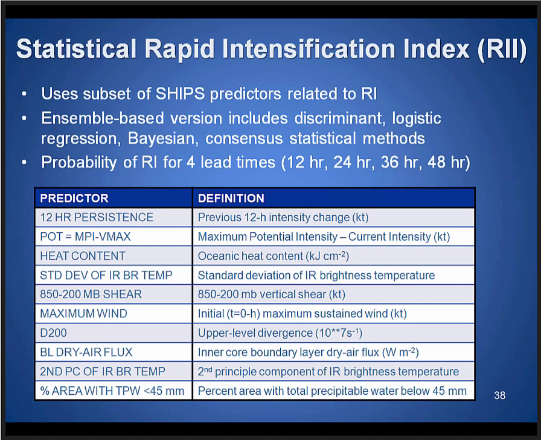So there's a statistical technique that provides probabilistic guidance, and it's using much of the same predictors that go into SHIPS and LGEM. They provide probability of rapid intensification for 4 lead times: a half day, 1 day, day and a half, and 2 days, and they have different thresholds for each of these naturally. And it's using a lot of the same physically based predictors that go into our regular guidance.